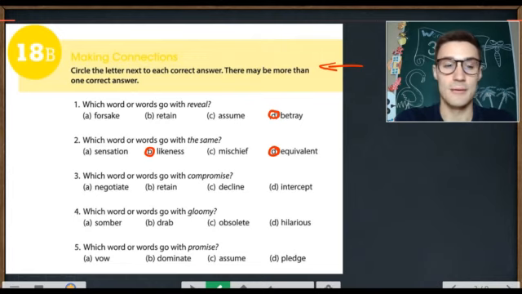Question 3. Which word or words go with compromise? A, negotiate, B, retain, C, decline, D, intercept. I see one that is correct. Which word goes with compromise? It is A, negotiate.